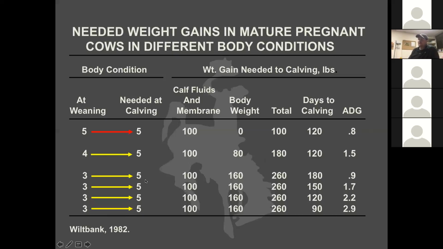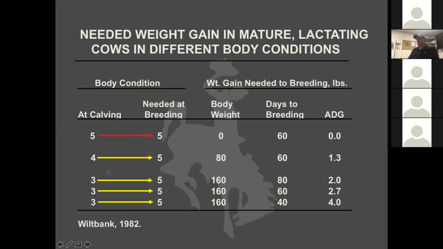So keeping records, managing them, really important. So look at this slide here. This is the exact same setup, but this time it's at calving, right? So if she's a 5 at calving, at 5 at breeding, we don't need to gain any weight. But let's say she's a 4 at calving, and we want to get her to a 5 by breeding. That's 80 pounds of weight, 60 days, so we've got to gain over a pound.